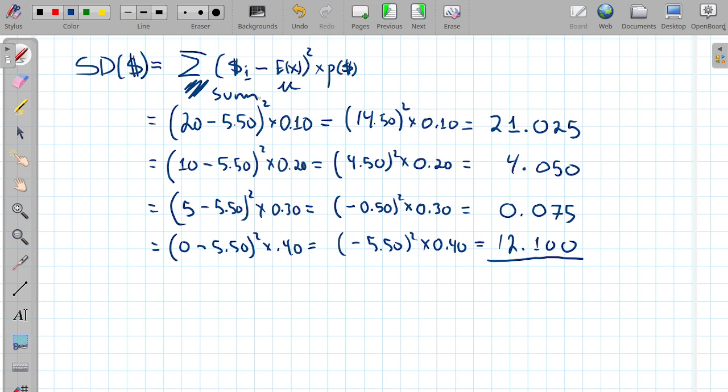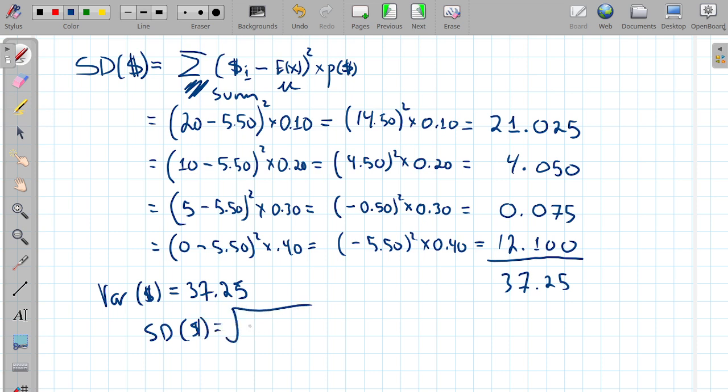12.1 plus 0.75 plus 4.05 and 21.025 gives us 37.25. So the variance of the payout is 37.25. Now, standard deviation of our payout is going to be the square root of the variance. And that works out to, let's just do it on the calculator, $6.10. I'm just going to use the 2 decimals because we're talking about money here. There we go. That's how you do that.